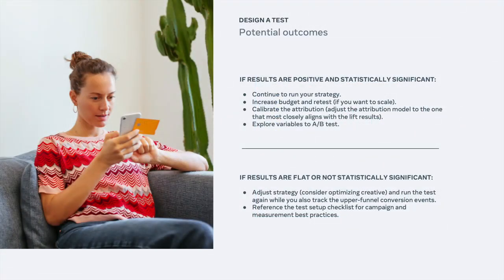If the results of your tests are both positive and statistically significant, you may want to continue to run the strategy, or you may want to scale it and increase the budget. You can also calibrate your attribution model to the one that most closely aligns with the lift results. This is also an opportune time to optimize your strategy and further A/B test different variables.